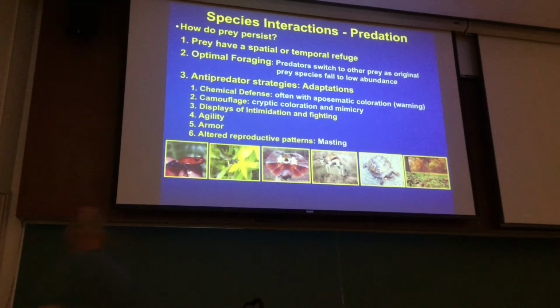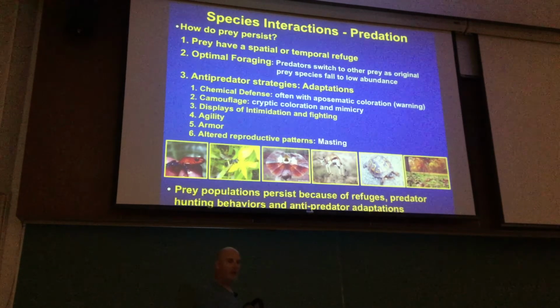Predator swamp. So these are all reasons why prey exists, even in the face of intense predation. They have refuges, they screw with the predator's hunting behaviors by modifying their own behaviors, and they have a whole suite of morphological, physiological, and behavioral ways to reduce the consumptive and negative impacts of predation.